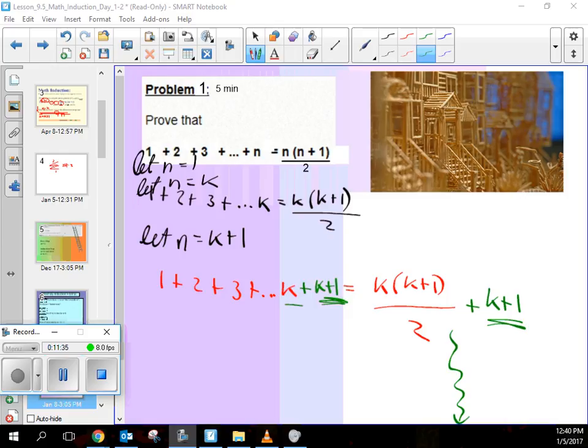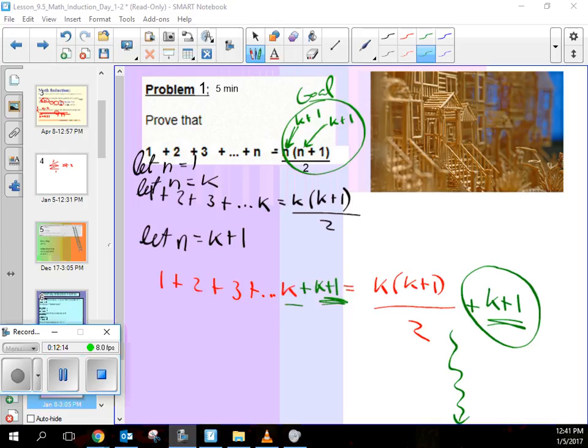The goal here, and now listen to me carefully, the goal is to prove that by adding k plus 1, we'll get the same thing as if we had put in a k plus 1 here and a k plus 1 here. That's our goal. Our goal is to prove that when we add k plus 1, it'll be the same exact thing as if we had put a k plus 1 in for n.